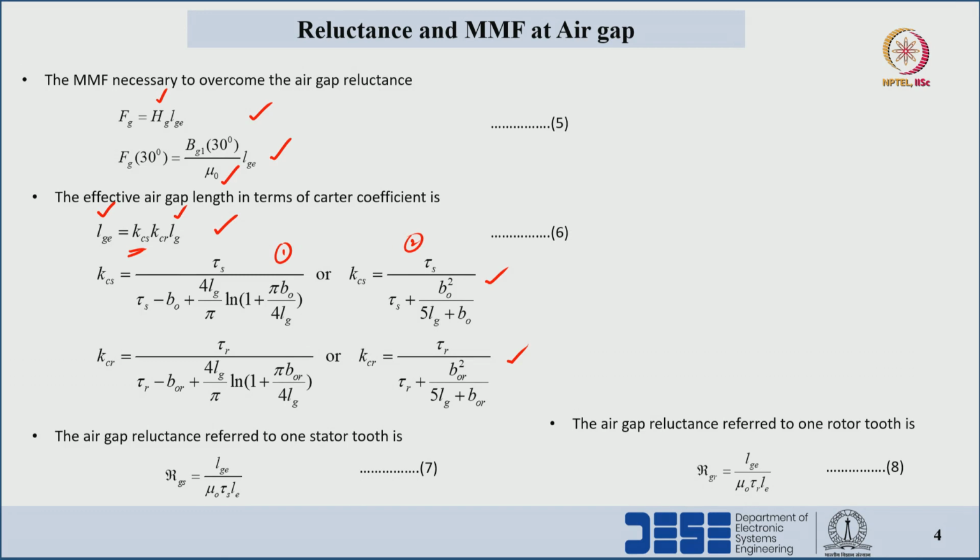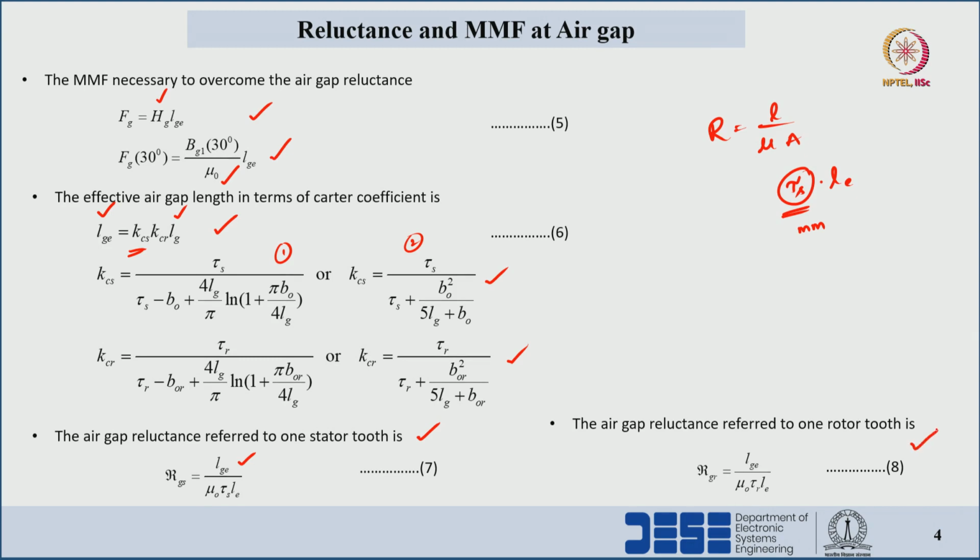The air gap reluctance referred to one stator tooth. Generally, reluctance is equal to L by mu A. So, based on that equation, the effective length is now LGE and reluctance is equal to LGE by mu naught into A. Here the area of one stator tooth is equal to tau S into LE. Tau S is the slot pitch in mm, and LE is the length of the core.